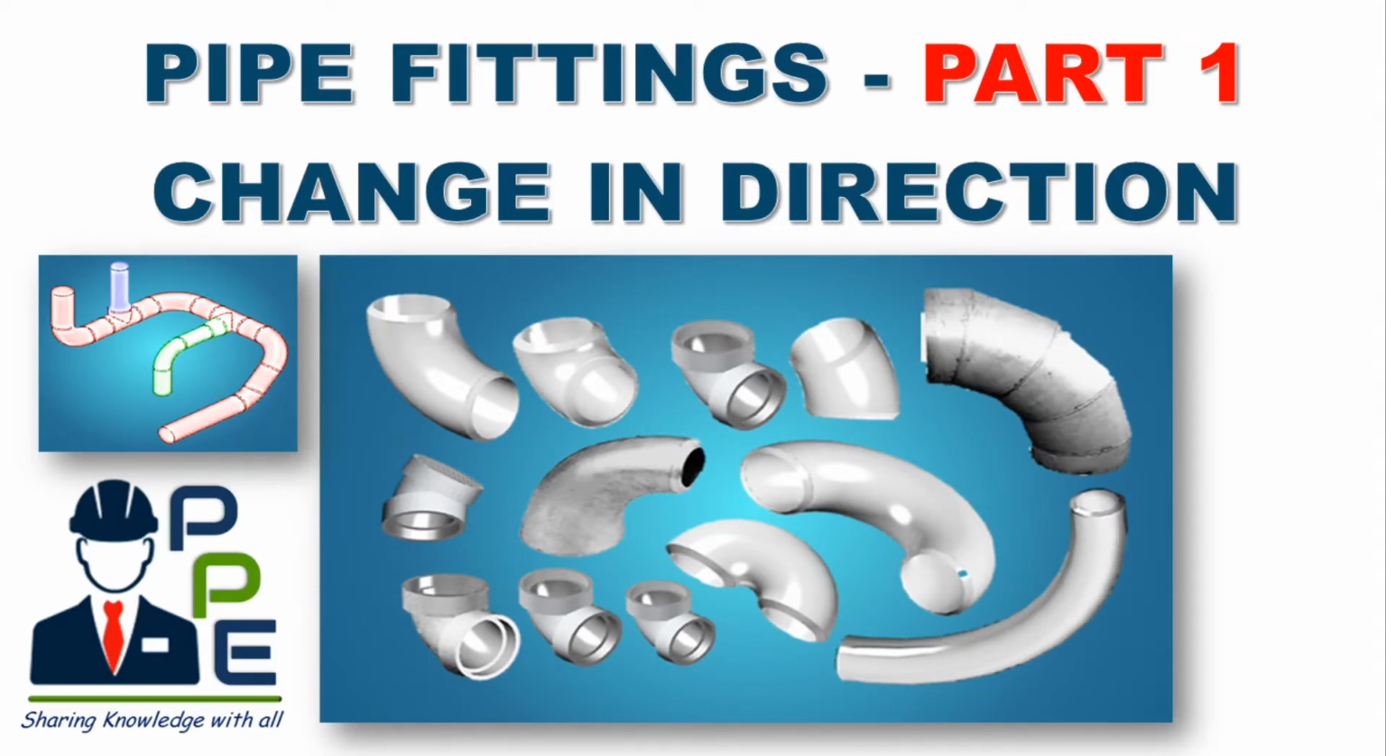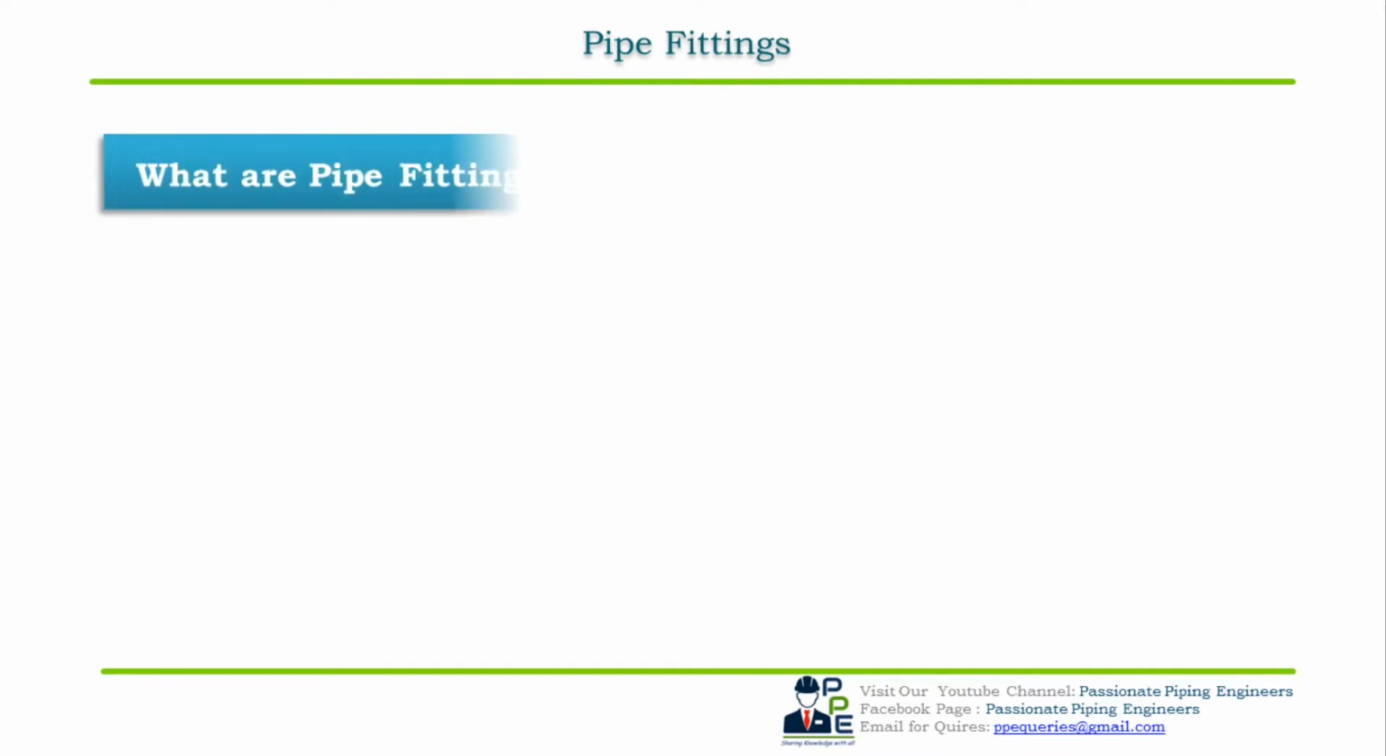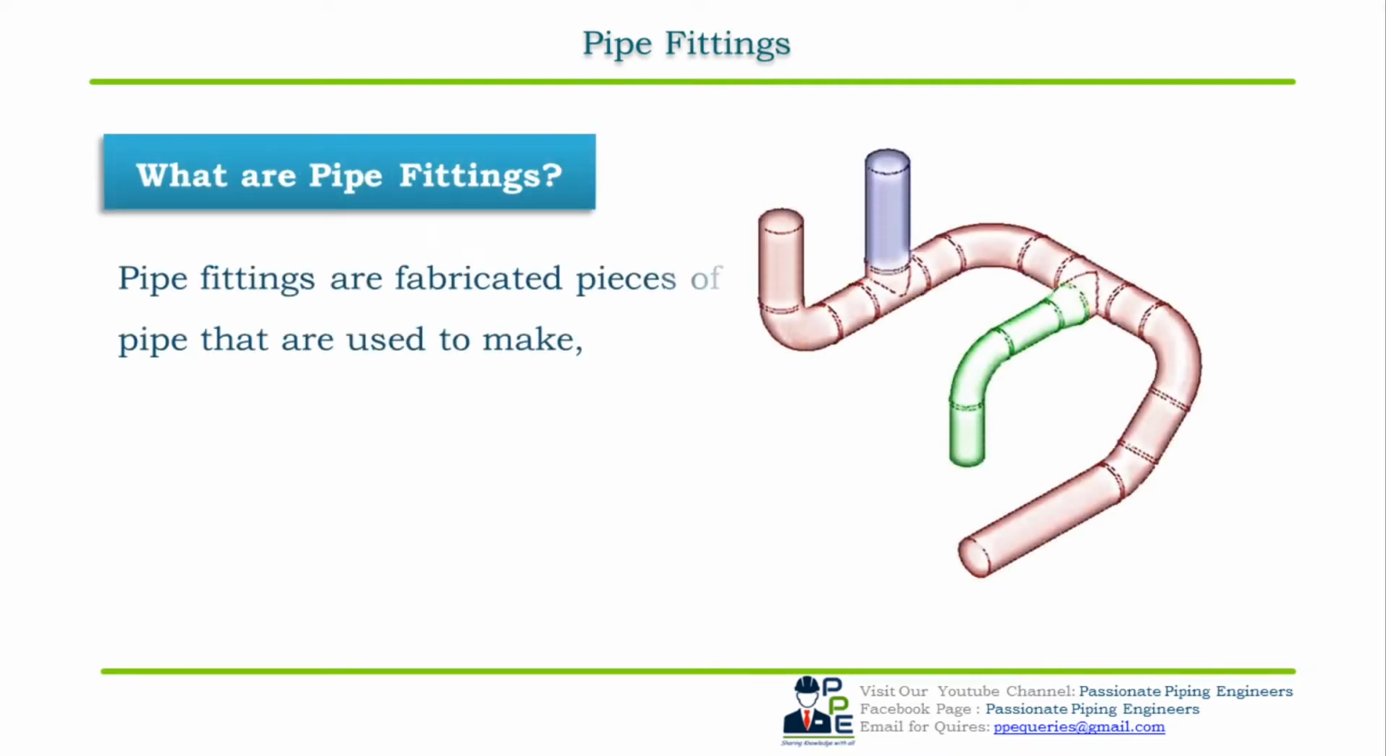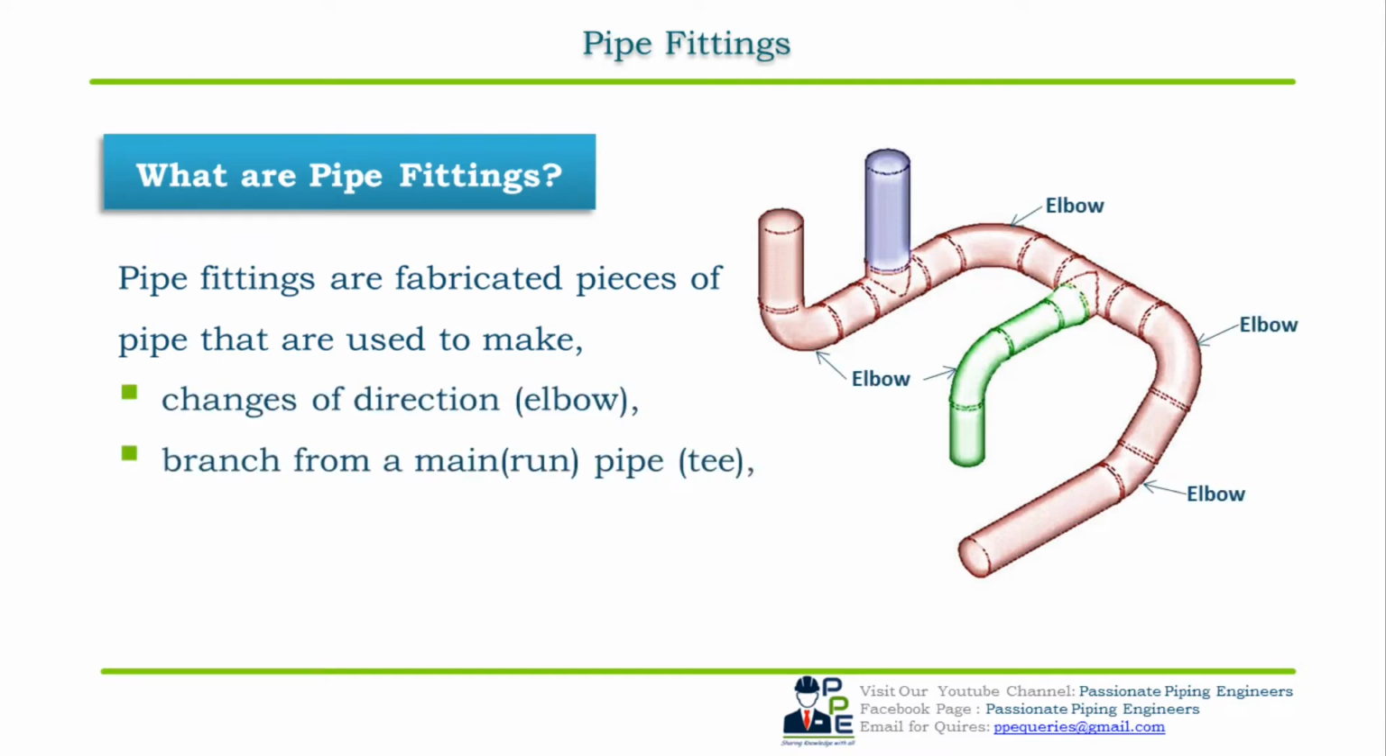In this video we will learn about the pipe fittings that are used to change the direction of the fluid flowing through the pipe. First, let us see what pipe fittings are. Pipe fittings are fabricated pieces of pipes that are used to make a change of direction, that is elbow, to take a branch from a main pipe, that is T, and to make a reduction in the line size, that is reducer.